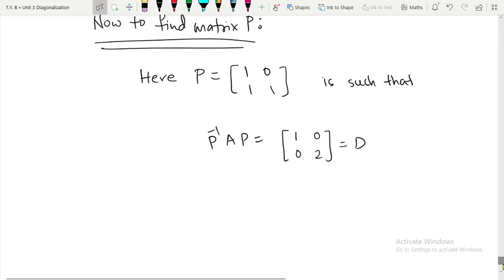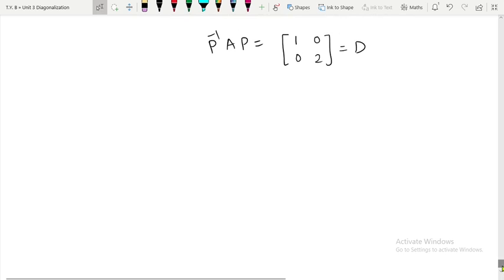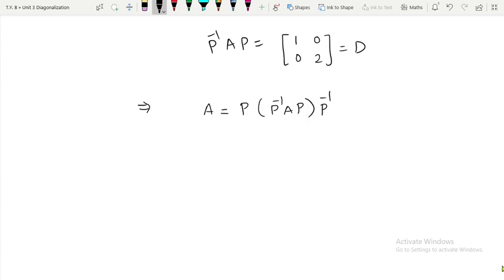Now since you have to find A raised to 1000, how to do it? From this equation I will find the value of A. So what will be A? I will pre-multiply by P and post-multiply by P inverse. You can see P P inverse will be I and P inverse P will be I again, and I will get A back. And P inverse AP is nothing but D. So you will get PDP inverse. Okay, so this is nothing but your value of A.